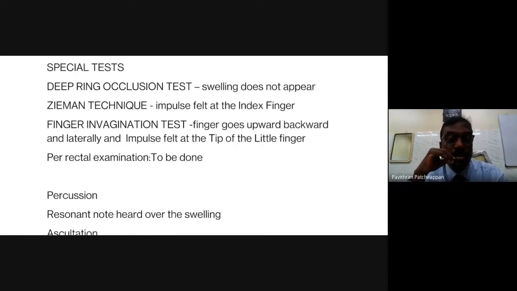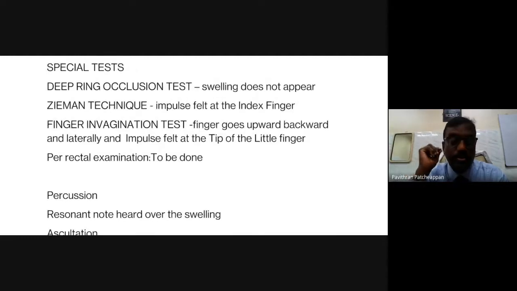What is the medial boundary of the deep ring? Any important structure there? The inferior epigastric artery, sir. Correct. Very good. On the medial aspect of the deep ring, you will see the inferior epigastric artery.